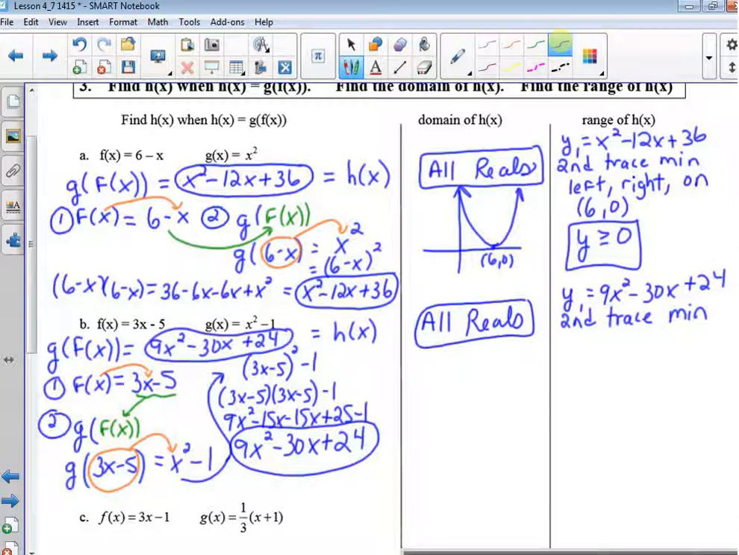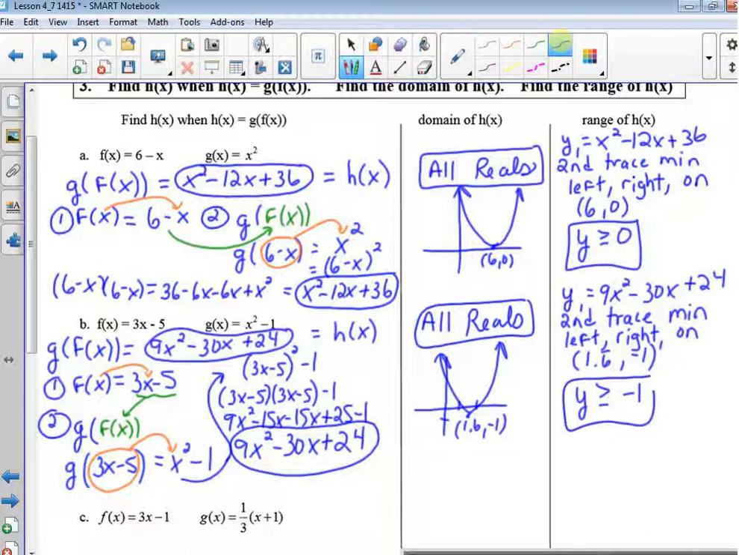Remember second trace, min, I do left, right, hit enter, go to the left of the min, hit enter, go to the right of the min, hit enter, go on the min, hit enter, and you get 1.6 repeating, comma, negative 1. So this picture is probably about over here a little. There's your minimum. Okay, so that point is (1.6, negative 1). So your range is all the y-coordinates that are greater than that y-coordinate of negative 1. So y is greater than or equal to negative 1.